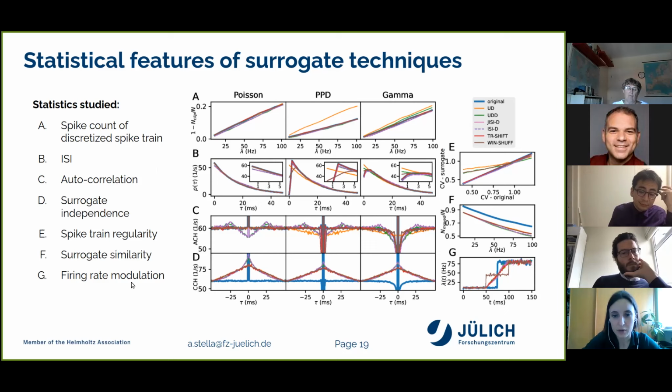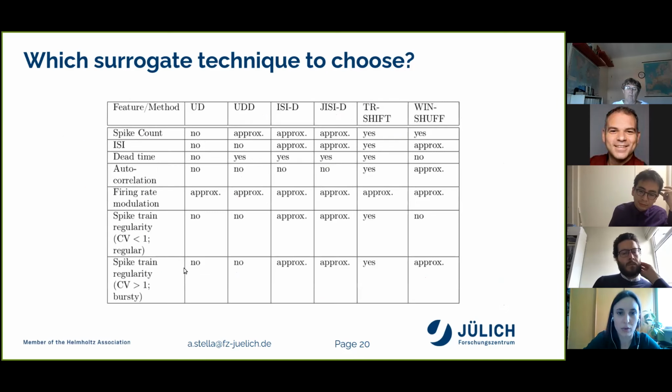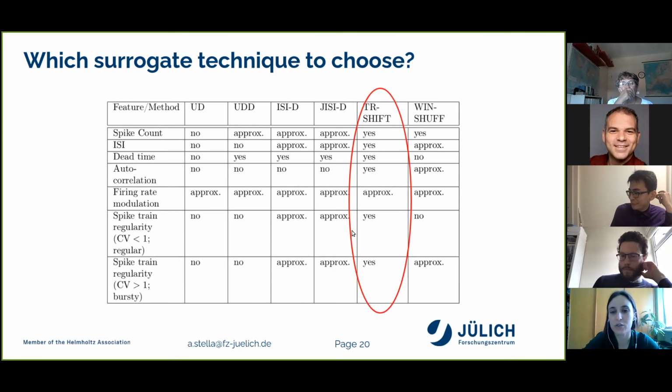This figure is, I admit, quite complicated, so I want to give you an easier interpretation by looking at a table that shows basically which of these statistics are preserved and which are not preserved by each different surrogate technique. As we can see right from the beginning, uniform dithering does not preserve many of these statistics, which are important for us as we are testing for, again, temporal coding. So the more characteristics of the original spike train are preserved, the better for the robustness of any test. But we can also see that different techniques preserve different statistics. And there's in particular one winning technique, which is the trial shifting here, that in the case of homogeneous data preserves most of these statistics, basically just by definition. So this is already quite a nice result and is quite satisfactory.